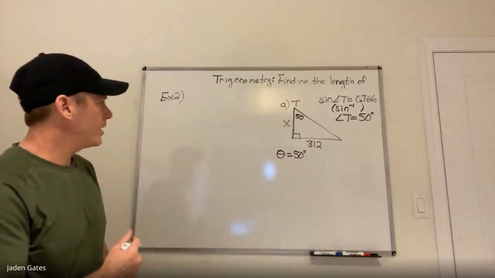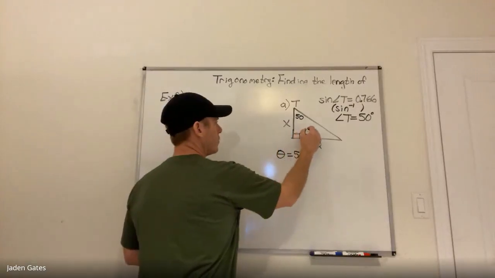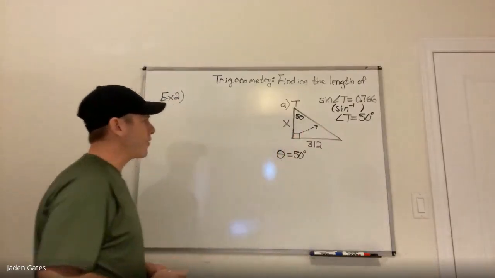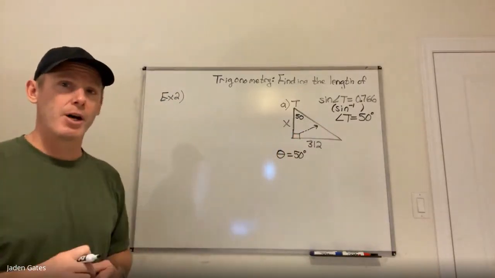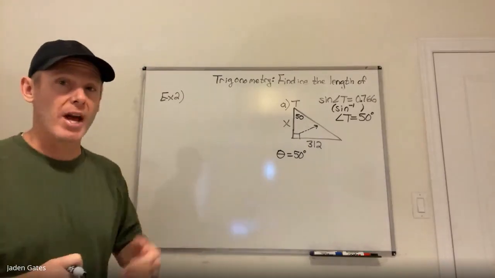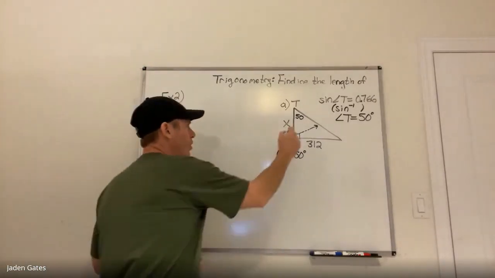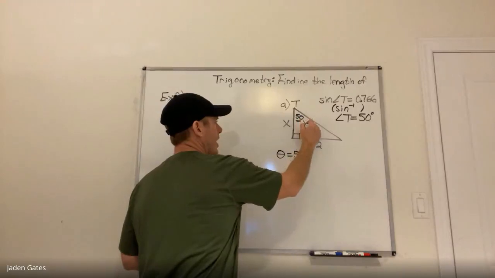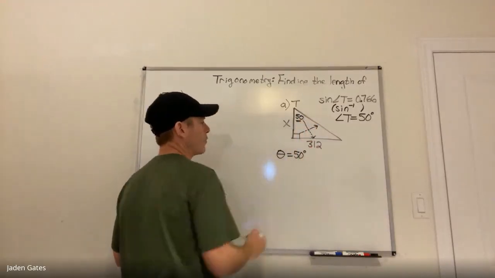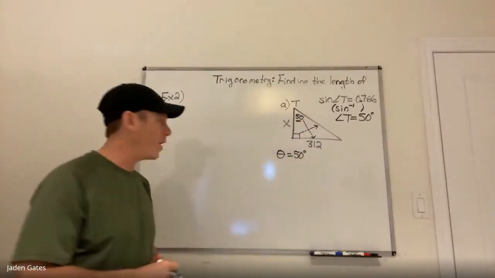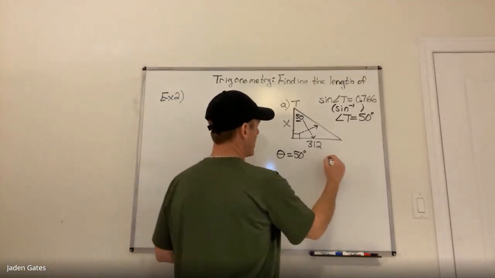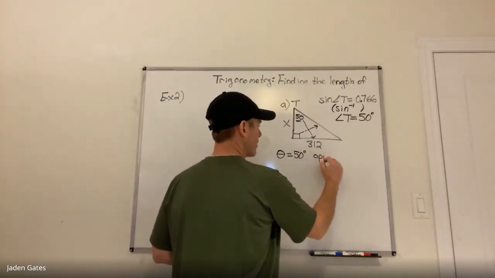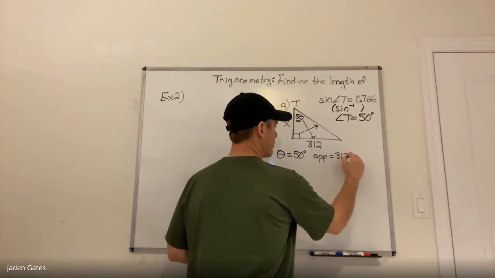All right, let's see here. Across from the right angle, there's nothing there. So that's not on my hypotenuse. I don't have my hypotenuse. But I am looking from this 50-degree angle. And if I go across from that 50-degree angle, that's where I see my 312. And so that's telling me that the opposite is 312.